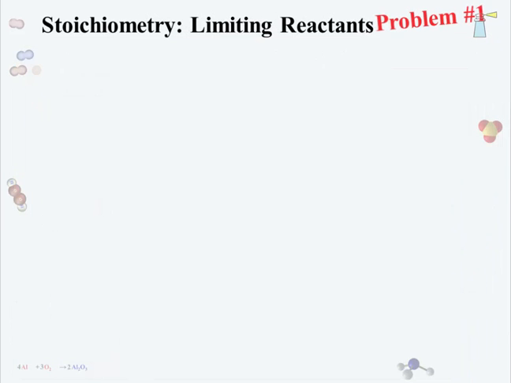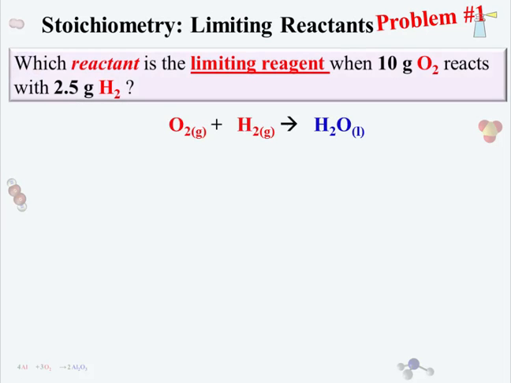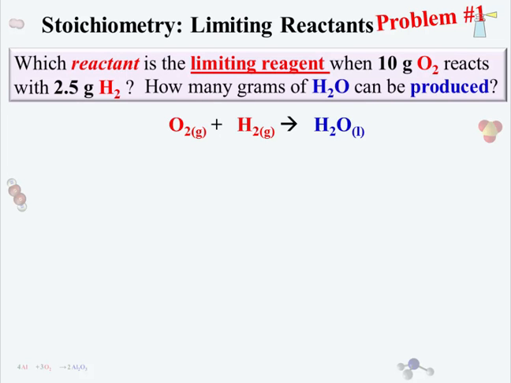A couple of practice problems are provided to help solidify the process of finding a limiting reactant. Which reactant is the limiting reagent when 10 grams of O2 react with 2.5 grams of H2? How many grams of H2O can be produced?